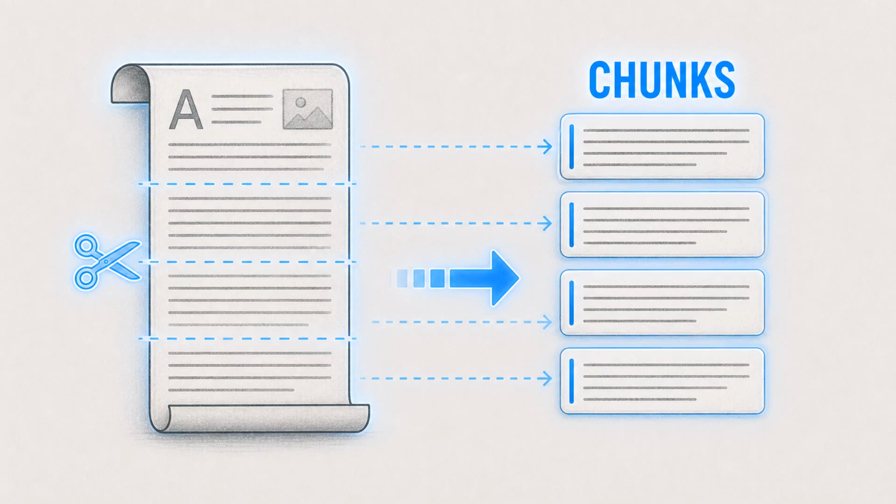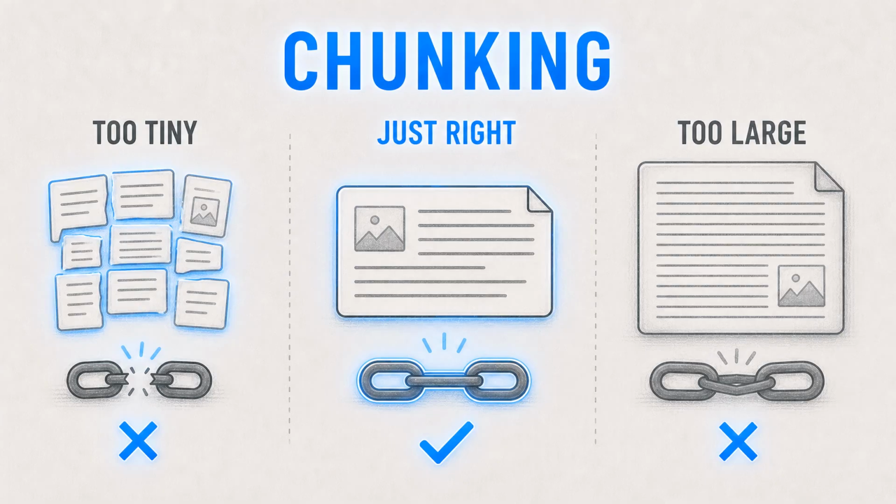Most documents are too long to send into the model all at once, so the system splits them into smaller pieces called chunks. A chunk might be a paragraph, a section, or a group of sentences that should make sense on its own. Chunking sounds boring, but it is one of the most important parts of RAG. If chunks are too tiny, they lose context. If chunks are too large, they may bury the useful detail inside too much noise.